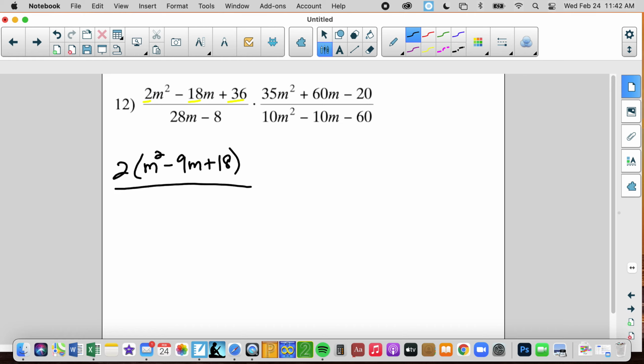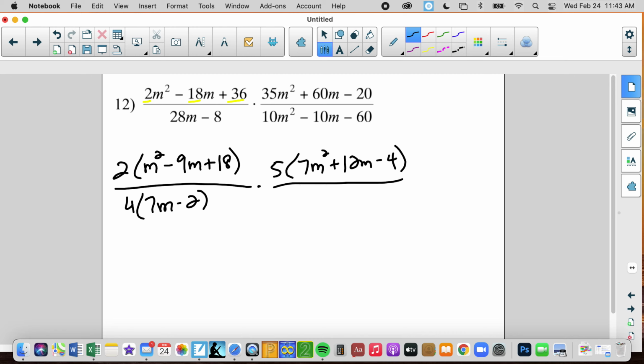28m, I think a 4 goes into that. Yeah, 4. And that is 7m minus 2. 35, 60, and 25 goes into those. So let's start with 5. And we get 7m squared plus 12m minus 4. I think that's correct. No other factor left in there, so I know I took out the GCF. 10m squared, so I'm going to factor out a 10. I get m squared minus m minus 6.